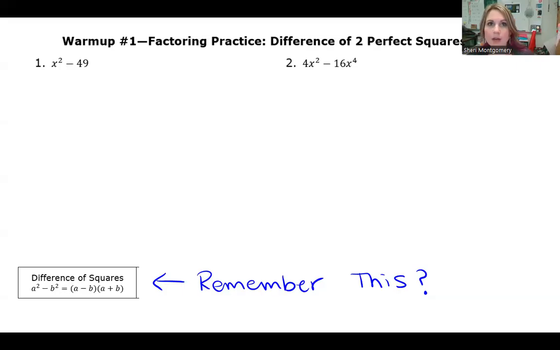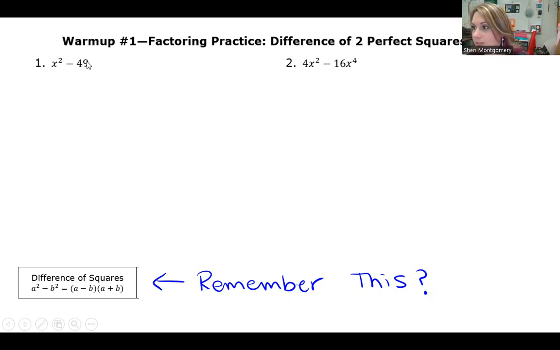So down at the bottom of the screen, you'll see difference of squares. And that's the formula that you use. Basically, if you can look at something and it is something squared minus something squared, then we can use this formula.